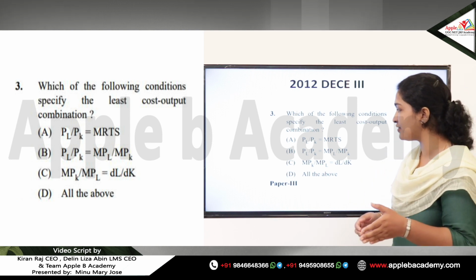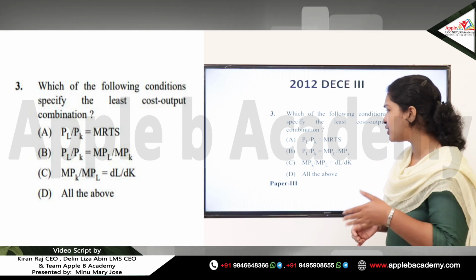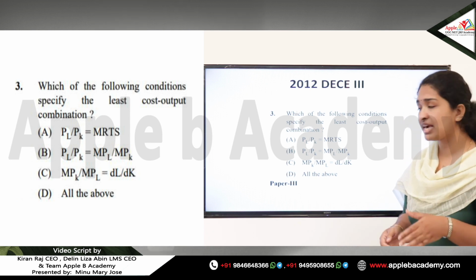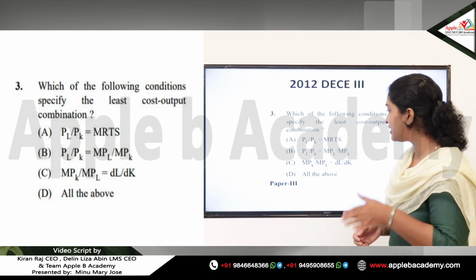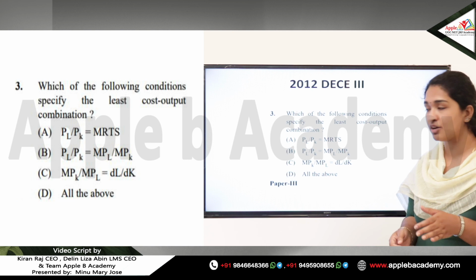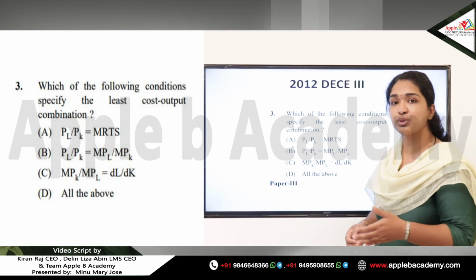So option A, we are sure of that. Now moving on to option B, PL by PK is equal to marginal productivity of labor divided by marginal productivity of capital. Again, that is also an important condition.